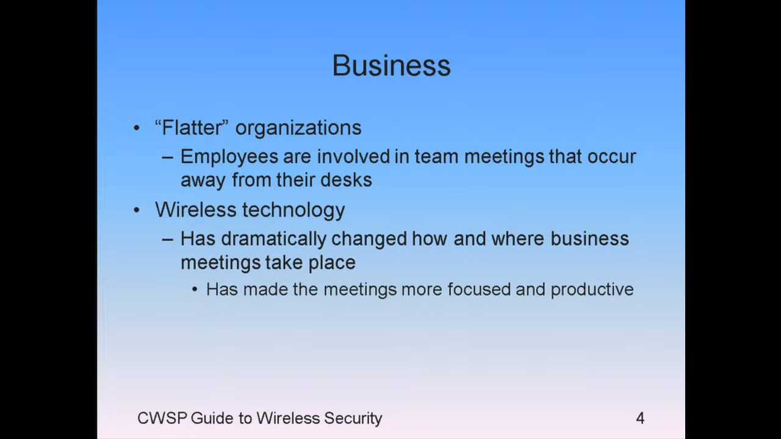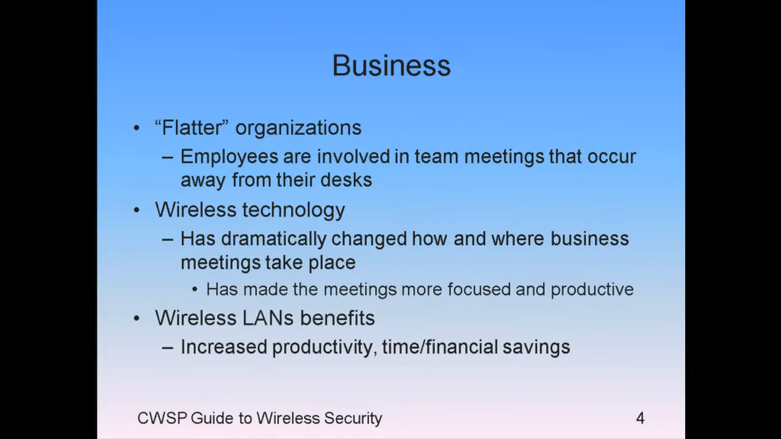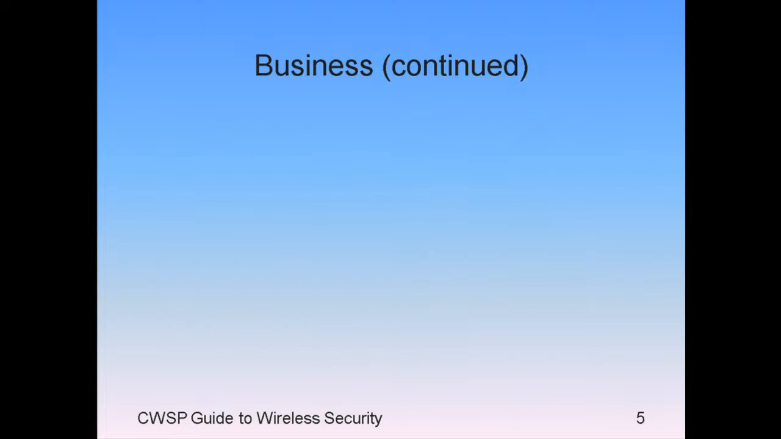Collaboration has made meetings more focused and more productive, and in general, that should be the case. Wireless LANs increase productivity, time, and financial savings because, back to the meetings, we don't have to bring the wires, we don't have to put in the wired access. We can have a system up and running in a relatively short period of time simply by putting it in the location that we want and then having access through a wireless access point. The things that you have to consider, and again, this is a security class, is what are the security implications of it, if there are security implications of it.